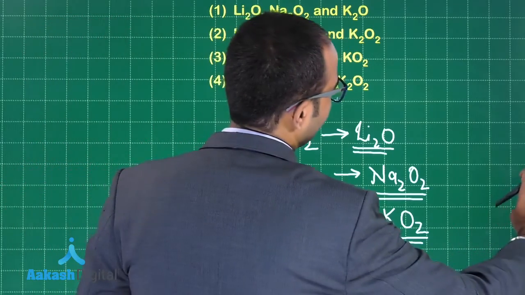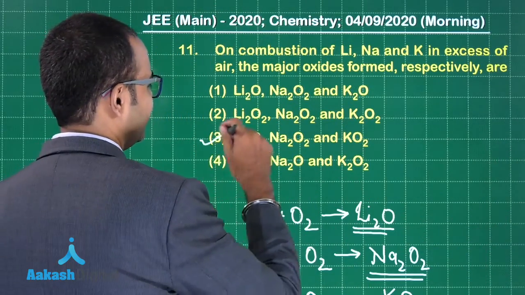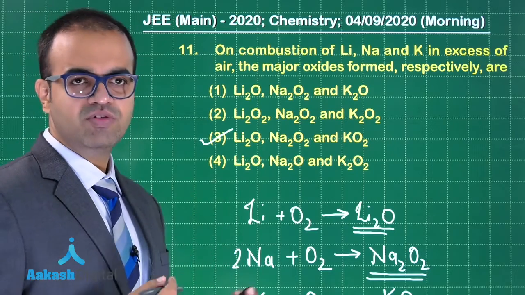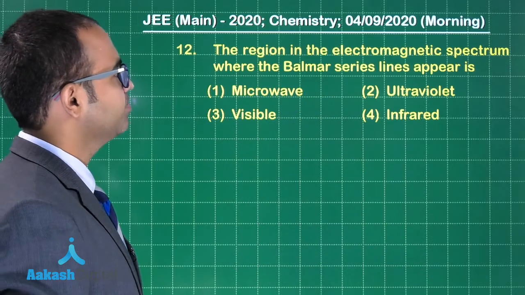So the answer over here is option 3, guys. Okay, based on oxides of group 1 elements. Okay, let us move on to the next question.